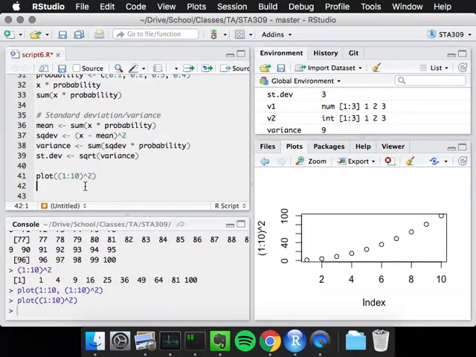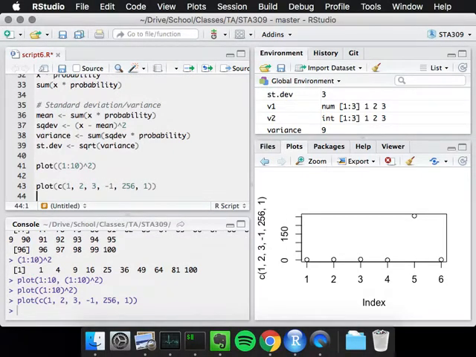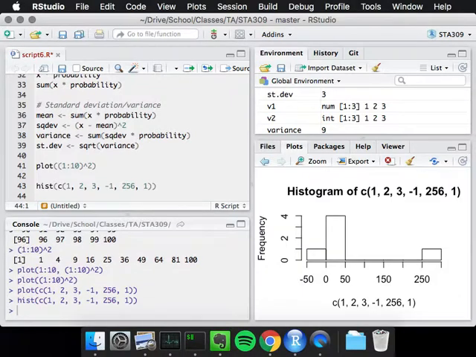Now, if you want to find an outlier, and your data is, for example, 1, 2, 3, minus 1, 256, 1, I can just plot my data, and this is immediately what I get. You can see the outlier on the graph. All of the values are around here, and then the outlier is over here. You can also do a histogram, which would give you mostly the same thing. If I do a histogram, you can see that the numbers are here, but then there's one outlier farther to the right. So either a plot or a histogram would work in this case.